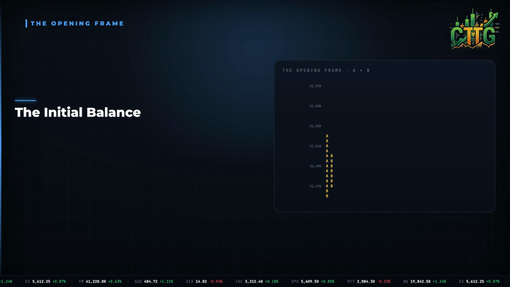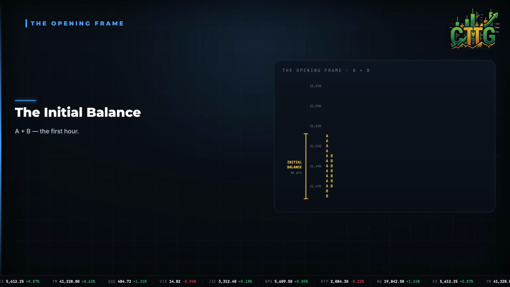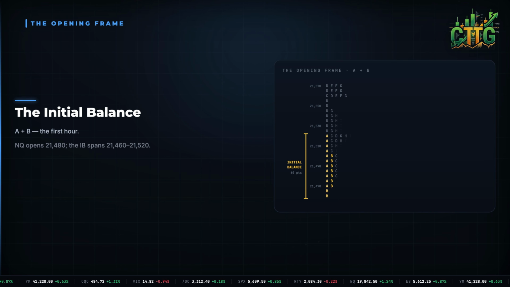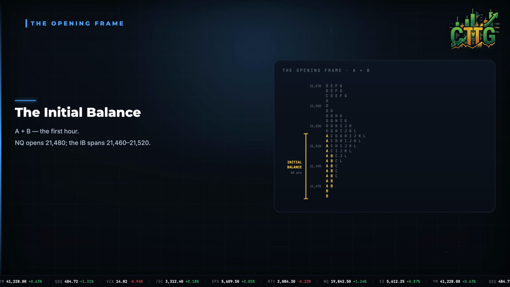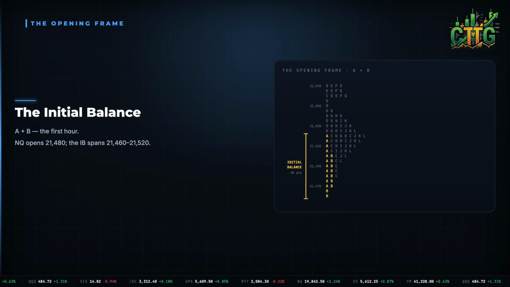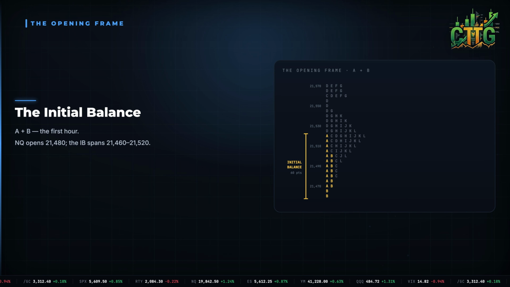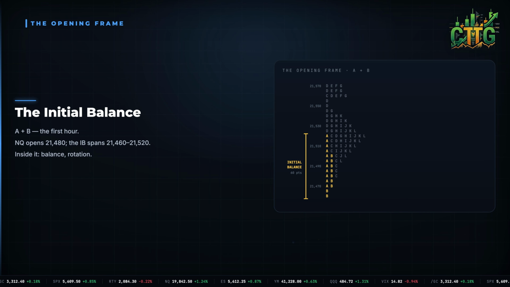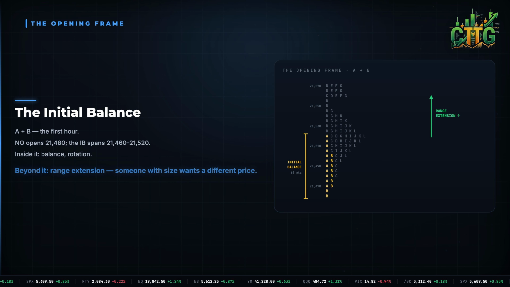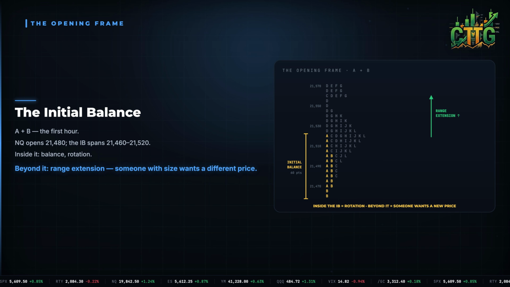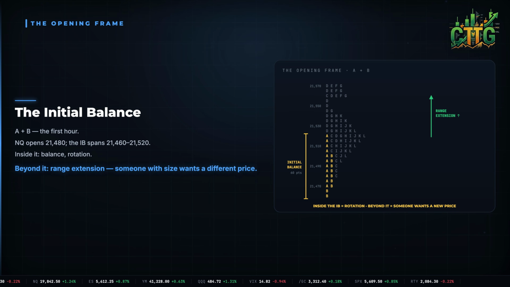The first 2 letters, A and B, the first hour of trading, that's the initial balance. Say NQ opens at 21,480, and the first hour ranges from 21,460 to 21,520. That 60-point range is the day's opening frame, and everything after gets measured against it. Price holding inside it? Balanced day. Expect rotation. Price breaking out of it? Range extension. Someone with size wants a different price. The initial balance isn't a prediction. It's the yardstick that every other read hangs on.